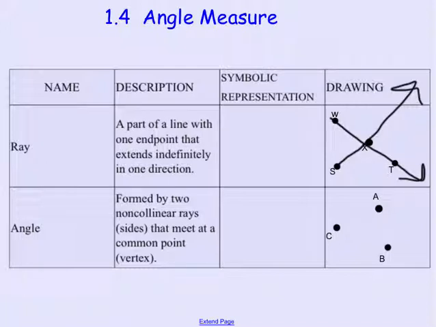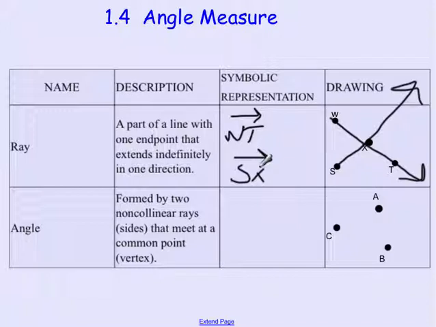Now let's look at the symbolic representation. When we do a ray, we pick two letters that are on the ray, like YT, and then draw an arrow going in one direction over them. So SX, with a ray drawn over it, and so forth. That's how you would write a ray.